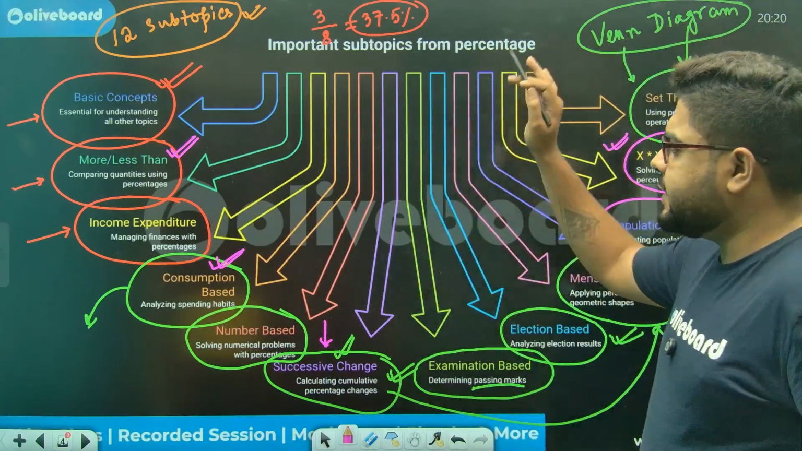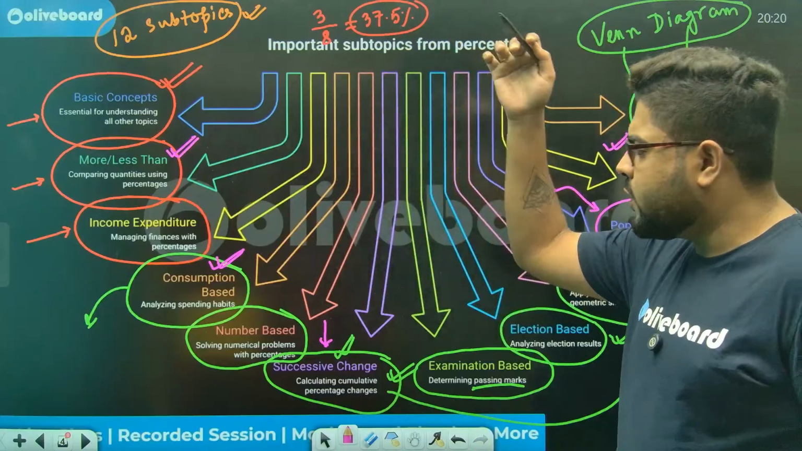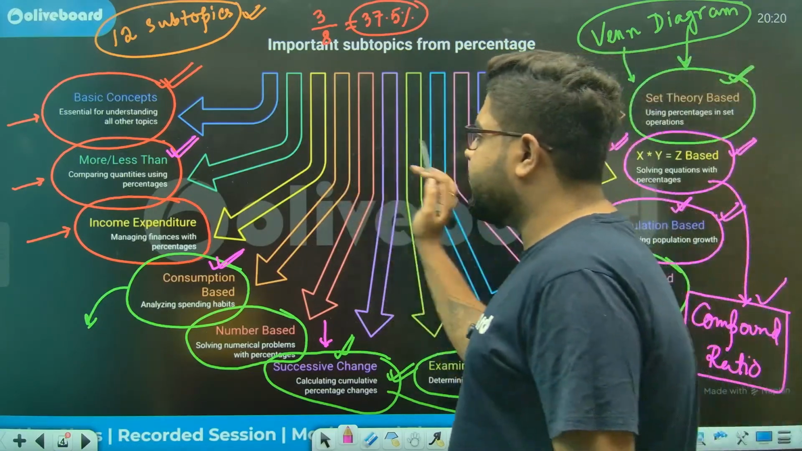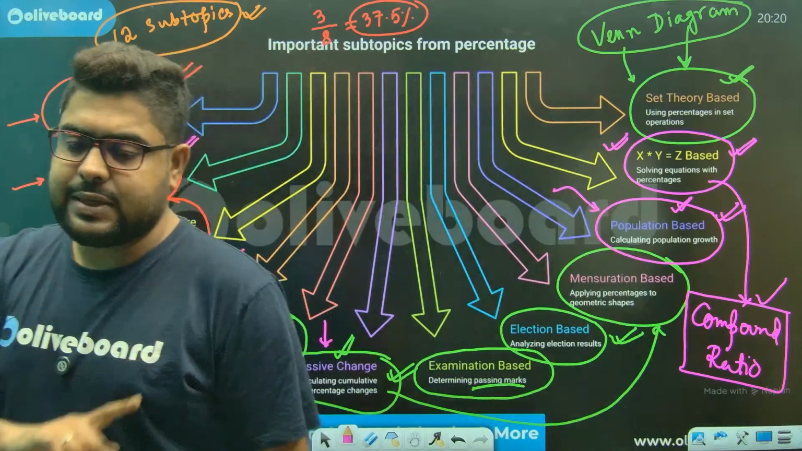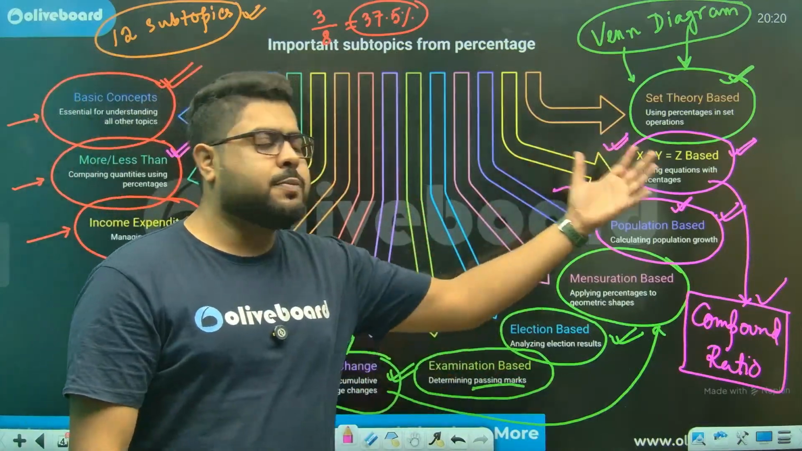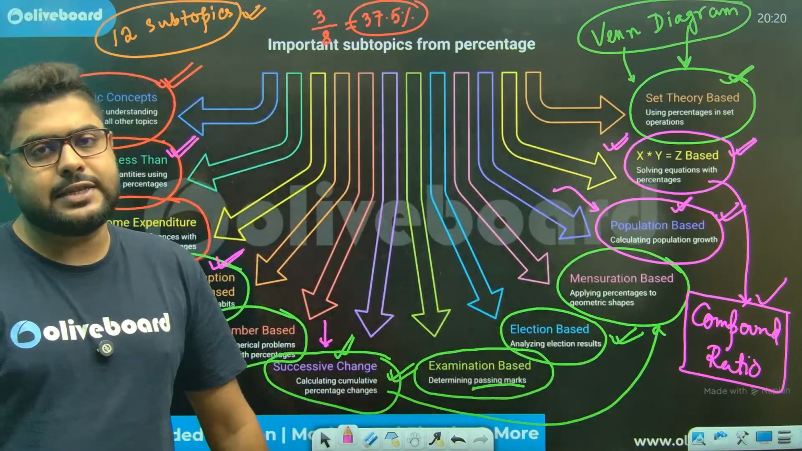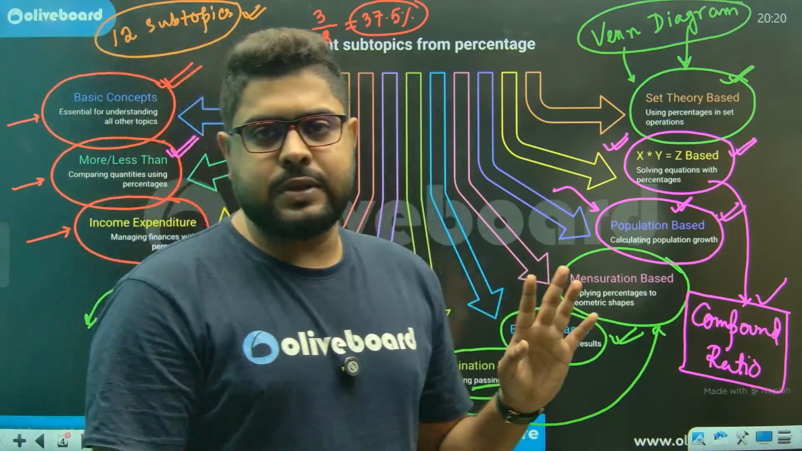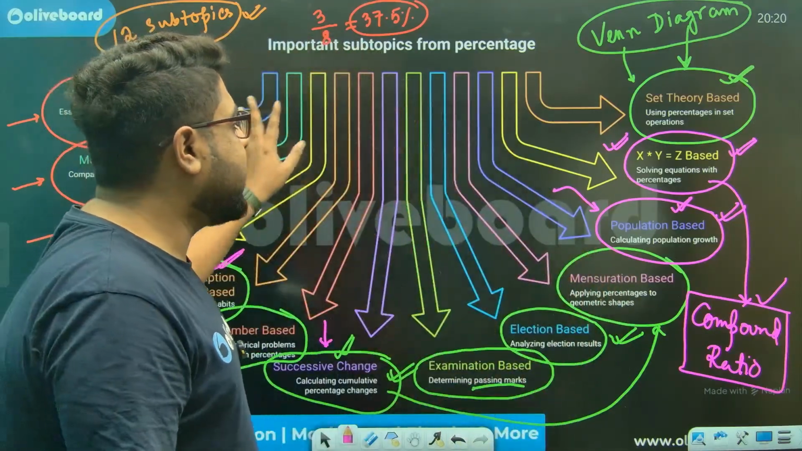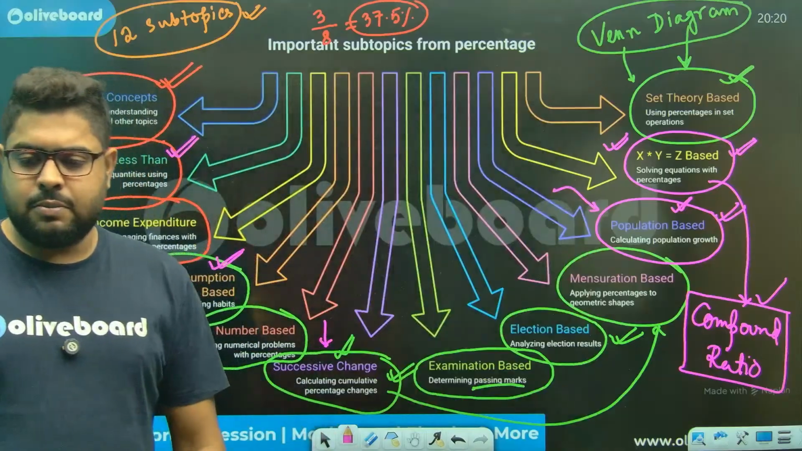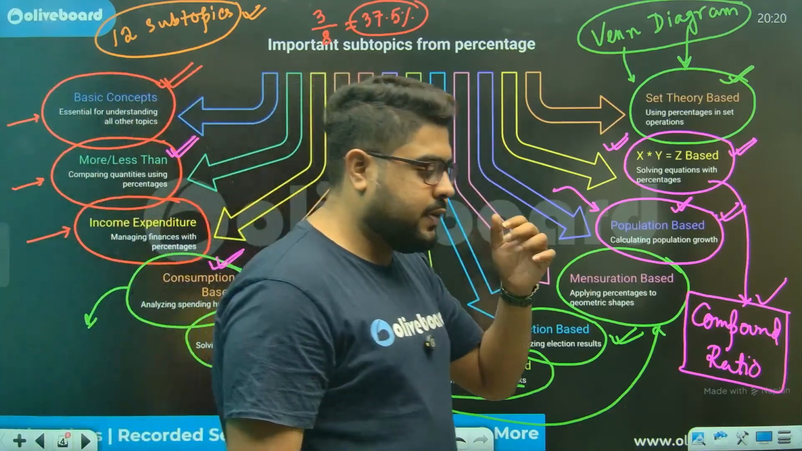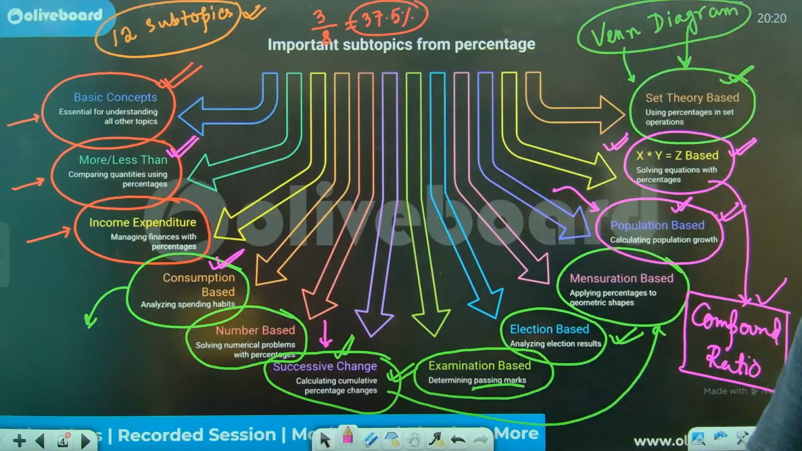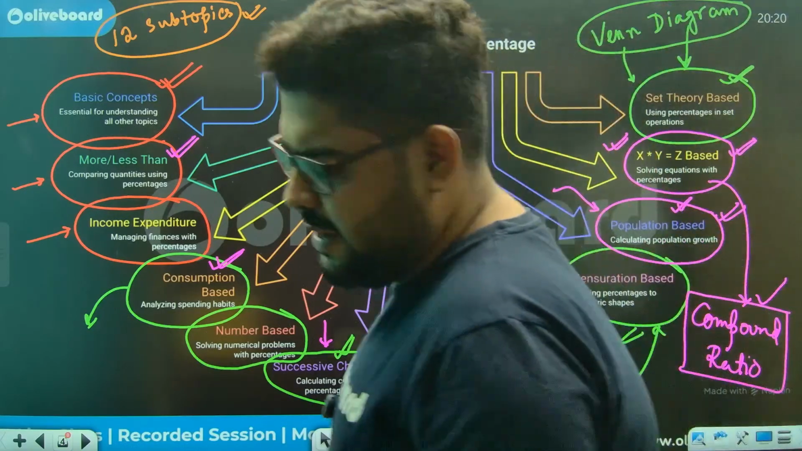From percentage, if I ask you anything from these 12 subtypes and your answer is yes, I feel you are covered for CGL, NTPC, CHSL, MTS, any exam. Because this is broadly what you will get. Nothing more, nothing less. Clear everyone, sir? Clear everybody?